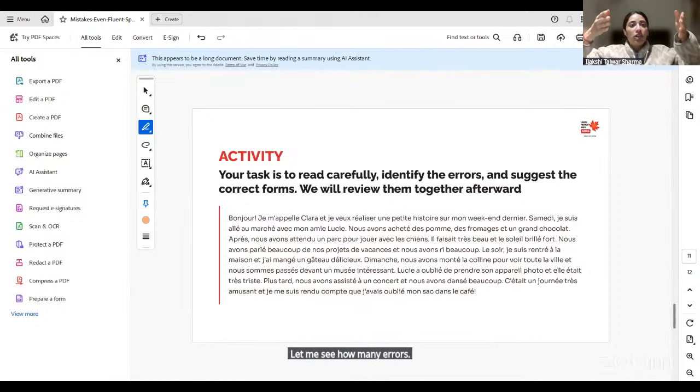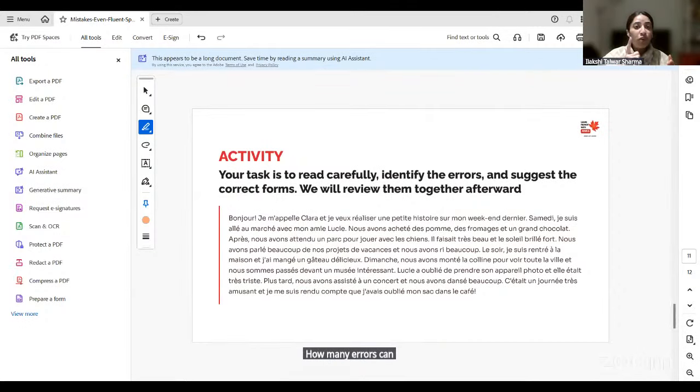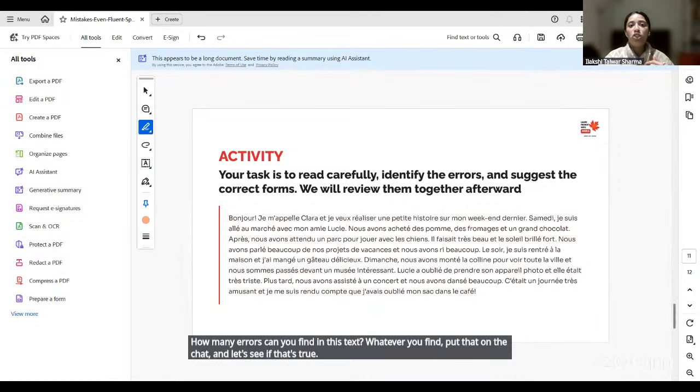Now, you guys are trainers, you guys are invigilators and examiners. How many errors can you find in this text? Whatever you find, put that on the chat and let's see if that's true. Everyone, let's do that.